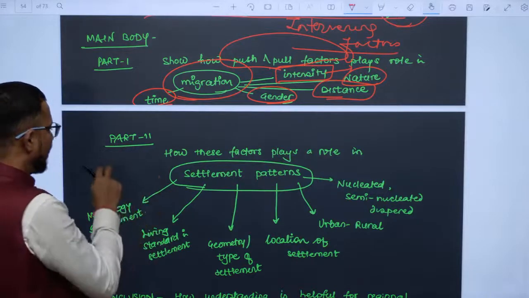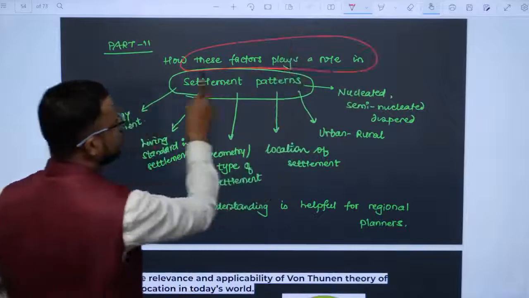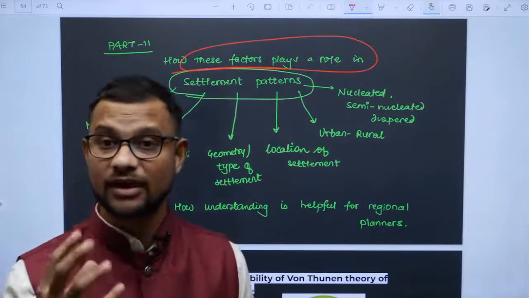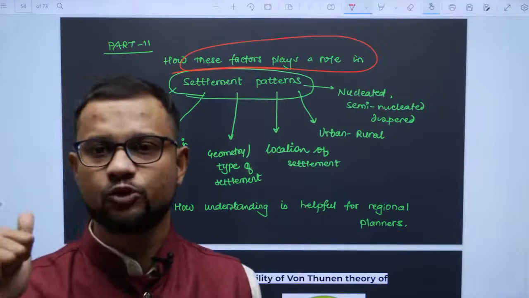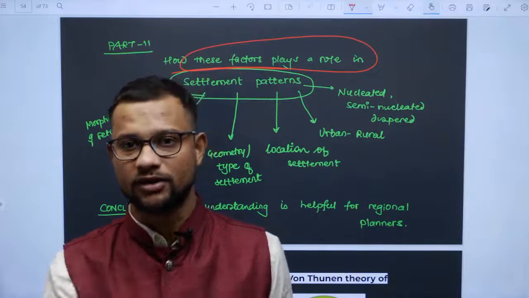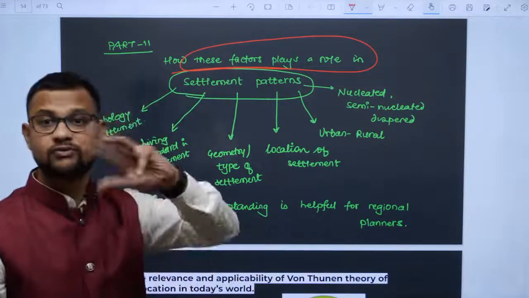And then part 2, how these factors play a role in settlement pattern or settlement. Simply, how will these push and pull factors help a regional geographer to plan accordingly. This is what the question is, I believe. ठीक है, ऐसा ही क्वेश्चन है, आपको उसी वे से लिखना है.